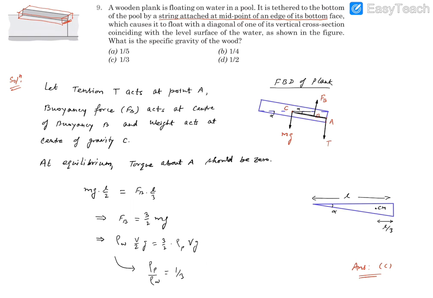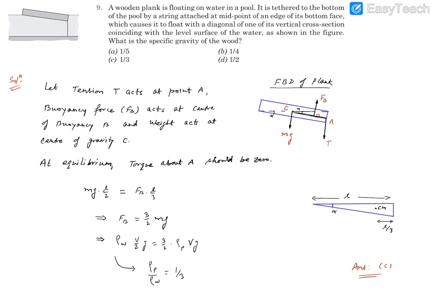Furthermore, it reads that it is floating with a diagonal of one of its vertical cross sections coinciding with the level of the water surface. So this is floating in such a manner that if we cut it, we get a vertical cross section like this. And in this vertical cross section, this diagonal is horizontal and it is on the level of the water. So these are the two conditions, or pieces of information, given to us. Based on this, we need to find the specific gravity of wood.